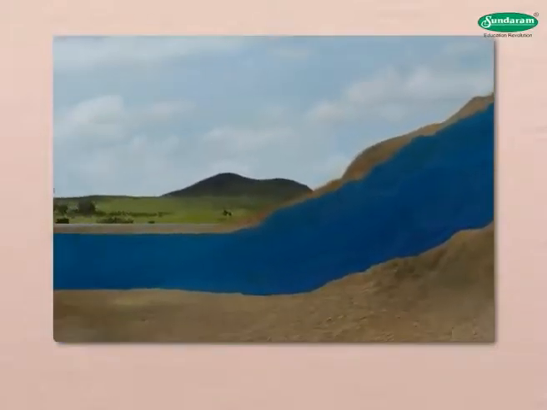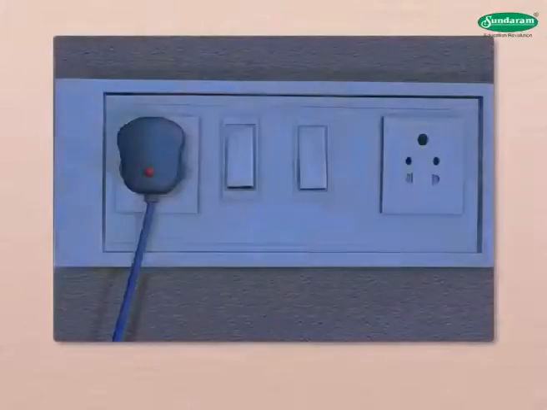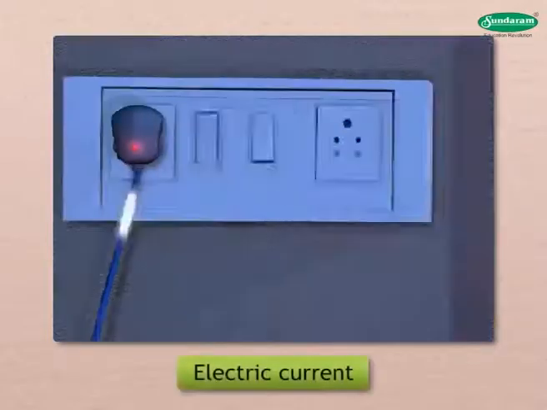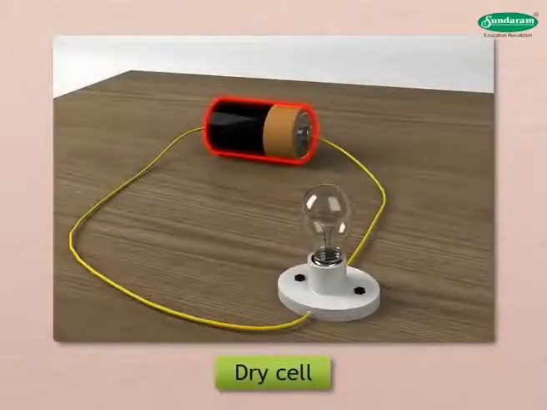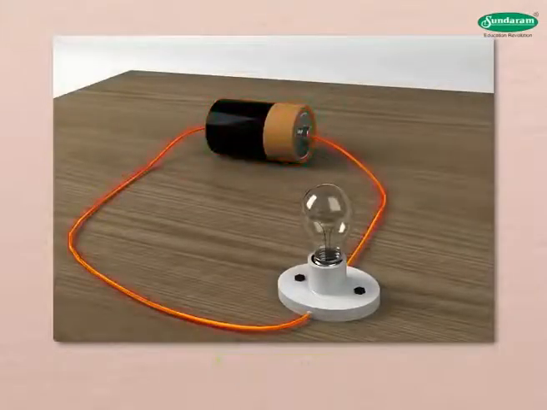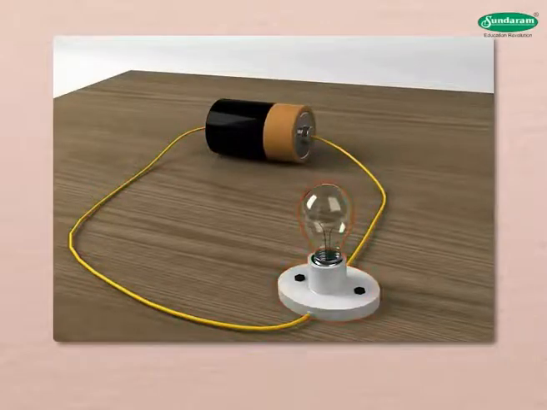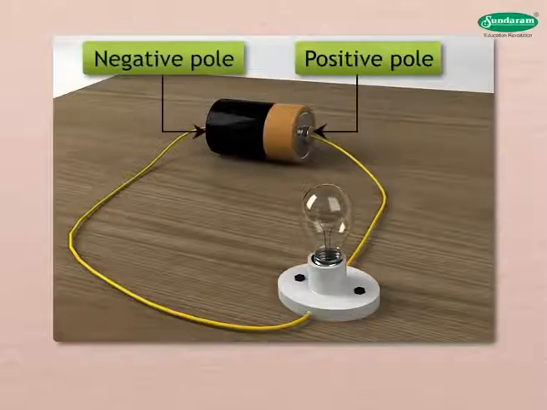When water flows down a slope, we call it a current of water. Similarly, a flow of electric charges is called an electric current. We now take a dry cell used in torch. Then take two copper wires and a bulb. This dry cell has two poles, positive and negative pole.